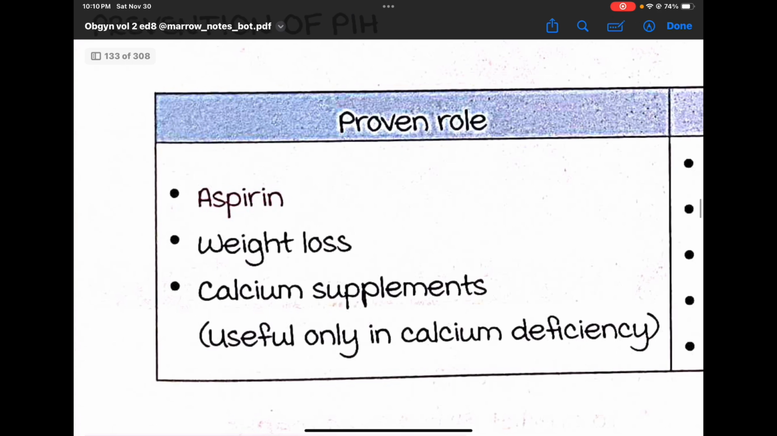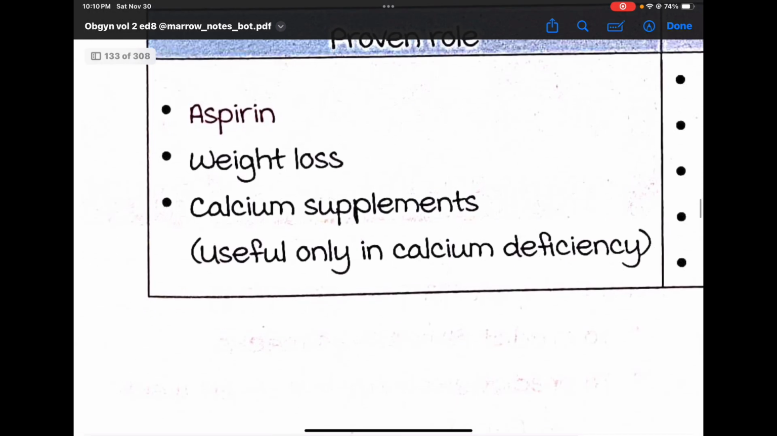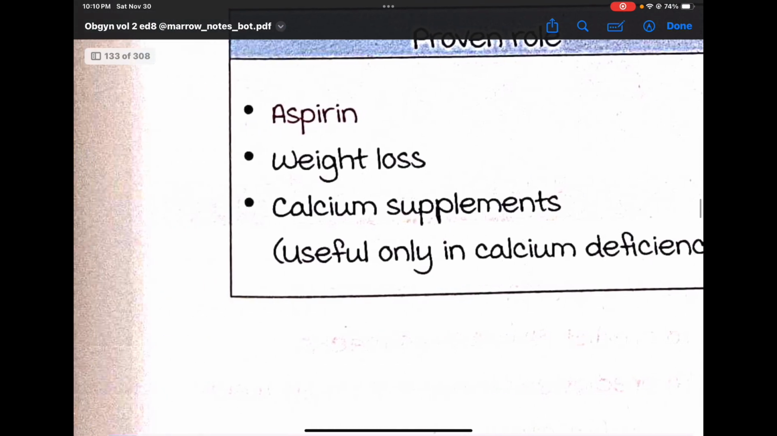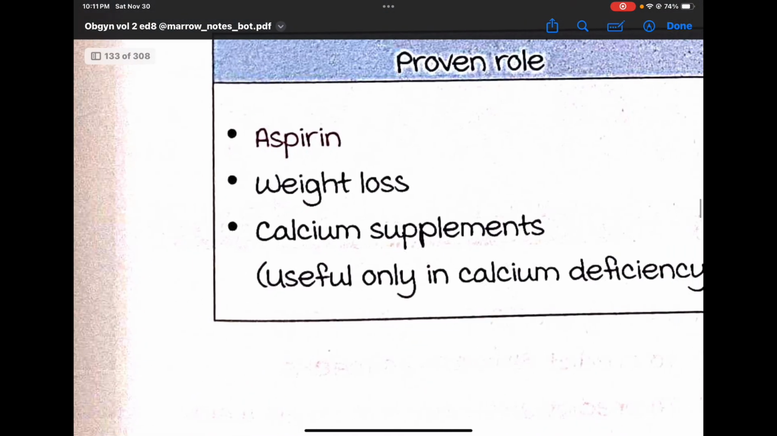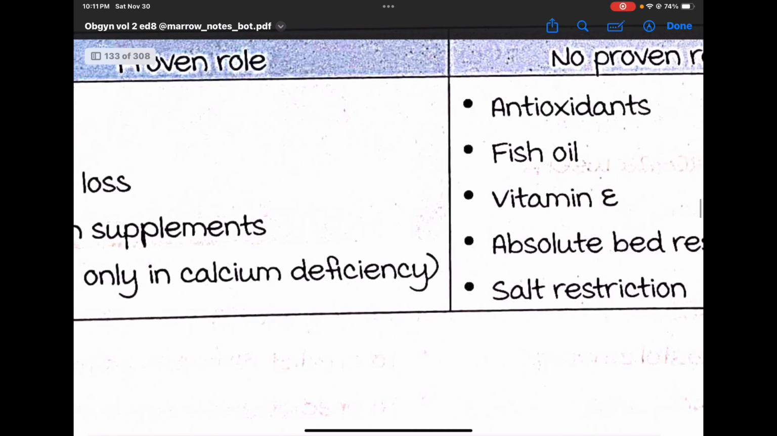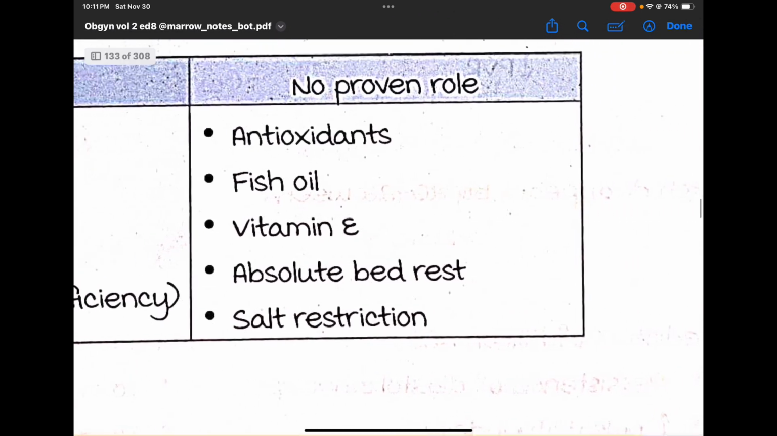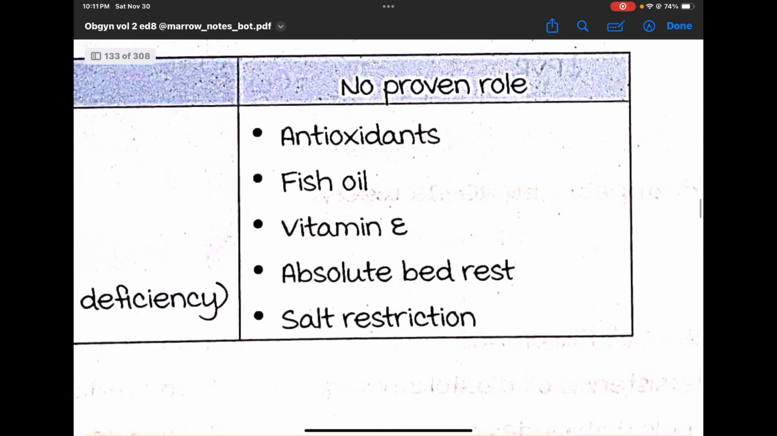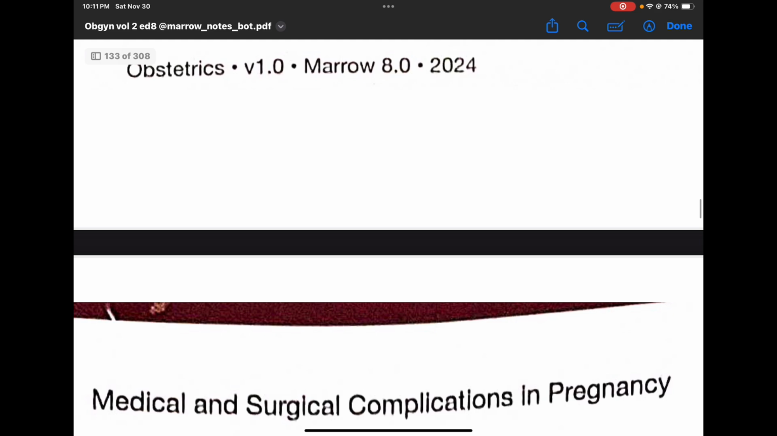Prevention of pregnancy induced hypertension. Proven role: aspirin, weight loss, calcium supplements, useful only if there is calcium deficiency. So all of you can start working on weight loss if your BMI is high. No proven role: antioxidants, fish oil, vitamin E, absolute bed rest, salt restriction.